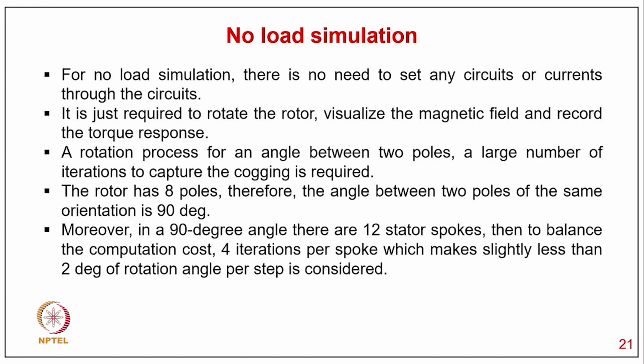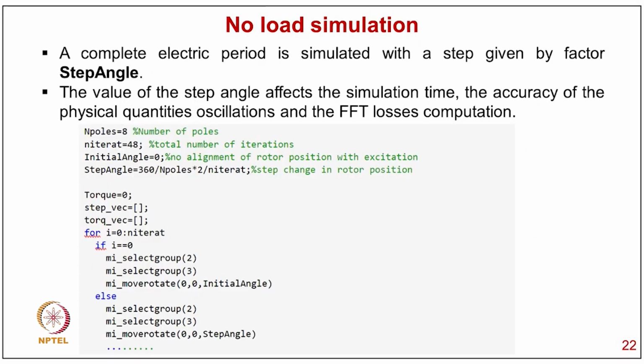Therefore, the angle between two poles of the same orientation is 90 degree, and moreover, in a 90-degree angle there are 12 slot spokes. Then, to balance the computation cost, one iteration per spoke is used, which makes slightly less than 2 degree of rotation angle per step. So a complete electrical period is simulated with a step of 3 electrical degree.